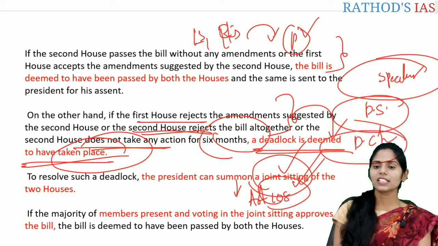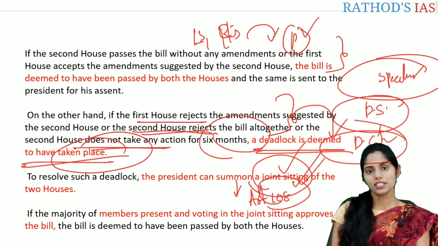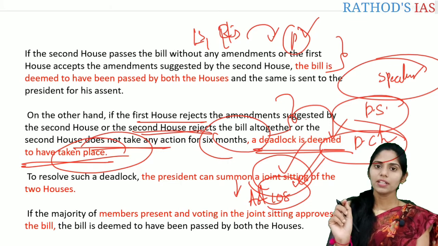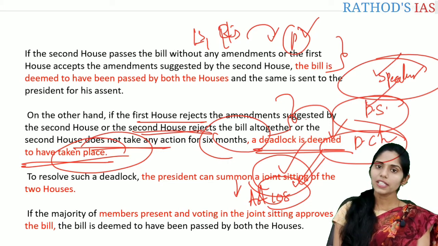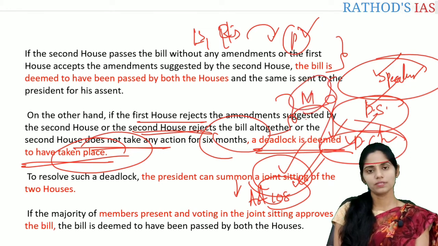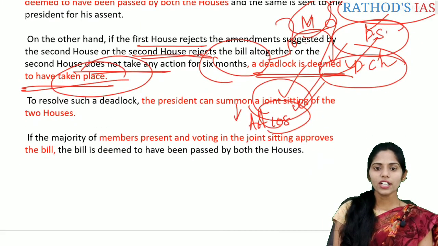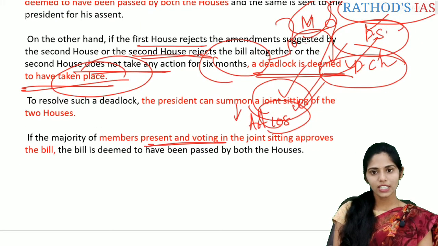But in any circumstances, the Chairman will not preside over this joint sitting. Why? The simple logic here is that the Chairman is not a member of the House. Here the Speaker, Deputy Speaker and also the Deputy Chairman are members of the House.